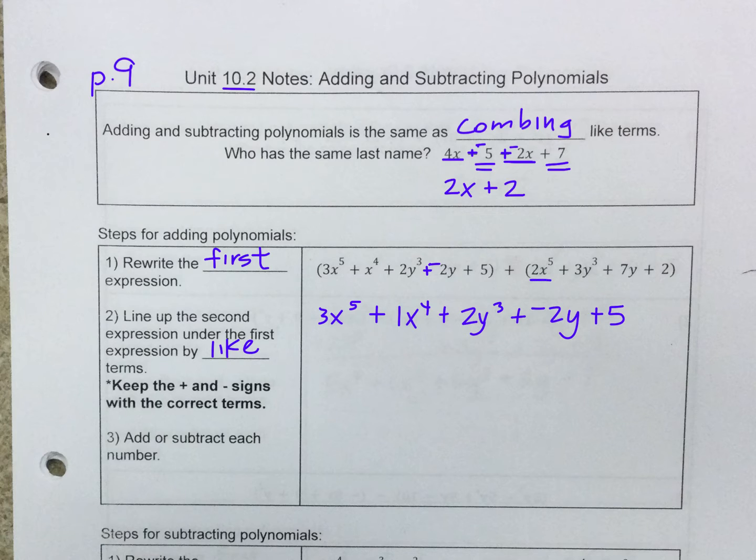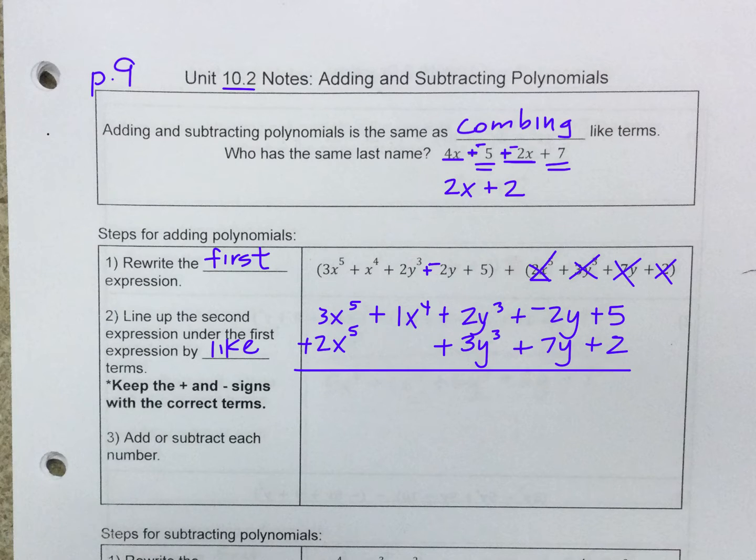So 2x to the 5th is going to go under 3x to the 5th because they're both x to the 5th. They have the same last name. 3y to the 3rd would go under 2y to the 3rd. 7y would go under negative 2y, and 2, and they're all pluses because they're not negative, goes under the 5. I draw a line, and now I'm just going to add or subtract.